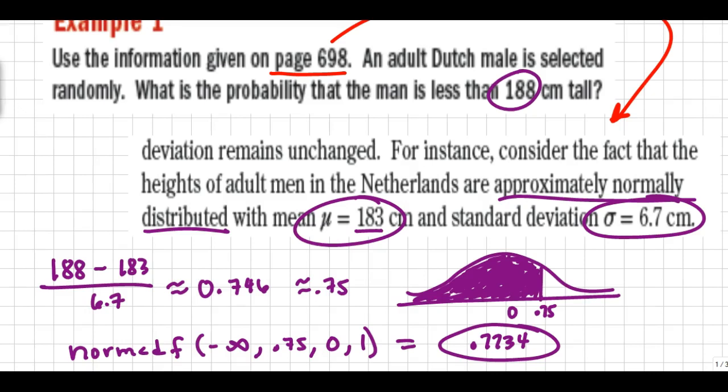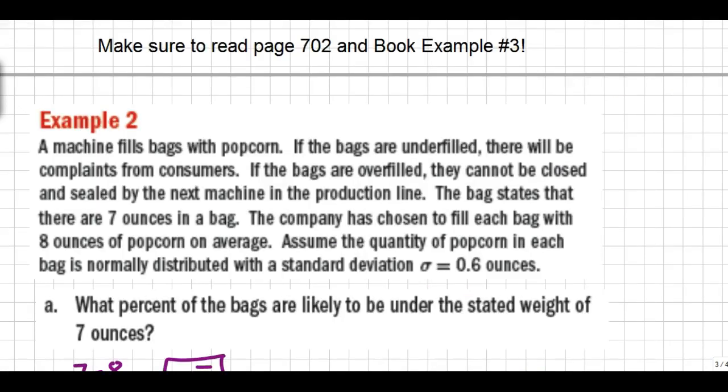So that's the basics of what we're doing in this lesson. You are converting scores into a z-score, and then you're using the table or your calculator to calculate further from there. Let's look at example 2. And what I like about example 2 is it's kind of a real-life example that you can actually relate to. I don't know that any of you are ever going to work at a place that fills bags with popcorn, but we all have probably eaten a bag of popcorn before, so we can at least relate in that sense.